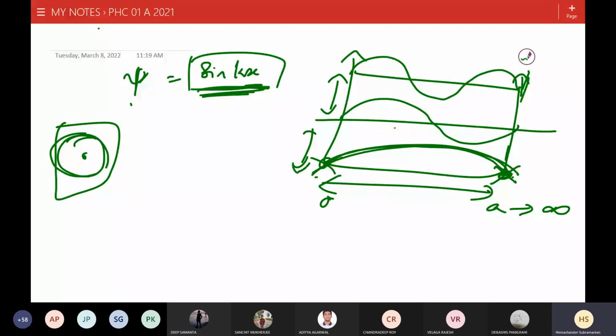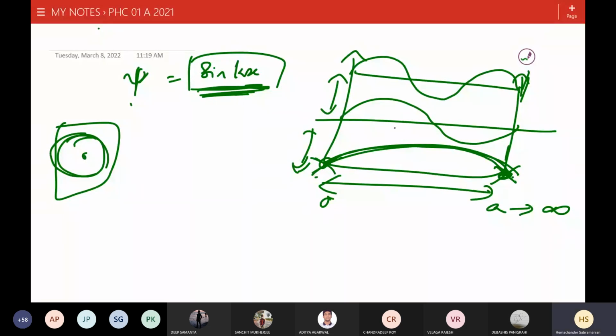So the point is the boundary. It is the boundary condition that makes this discreteness, right? Because you're restricting the particle within a finite space. It's the boundary condition that makes discreteness, right?